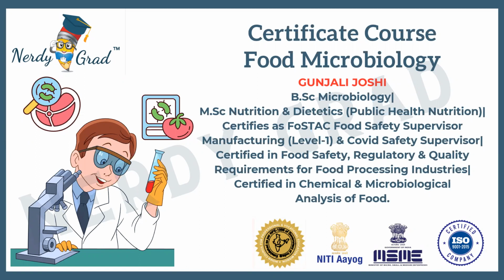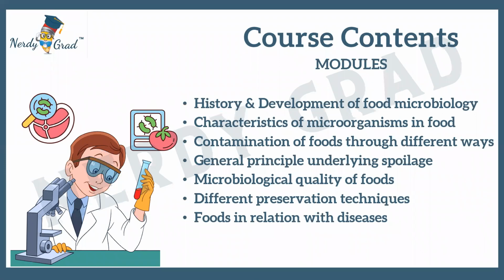I'll give you a brief overview of all the modules that we'll be covering in this course. Coming to the course contents, we have 7 different modules here. First, we'll be looking into the history and development of food microbiology. Second would be the characteristics of microorganisms and their association in food. Third, we'll be having contamination of foods through different ways. Fourth, we'll be going into general principles underlying spoilage. The fifth would be microbiological quality of different kinds of foods. Then sixth would be different preservation techniques of all the foods. And seventh would be foods in relation with diseases. So this was an overview of all those 7 modules that we'll be doing.